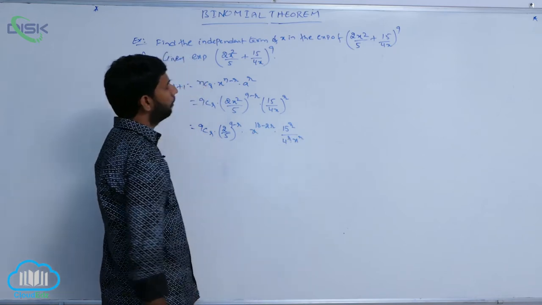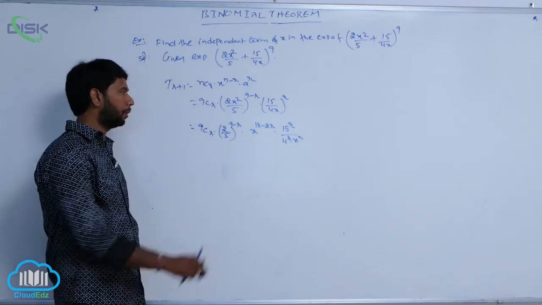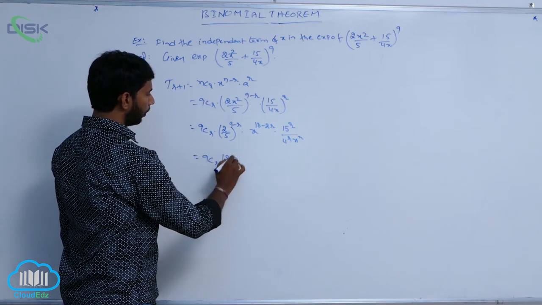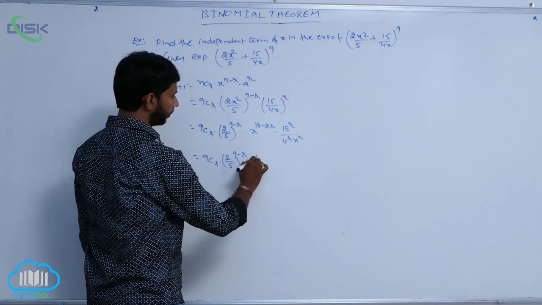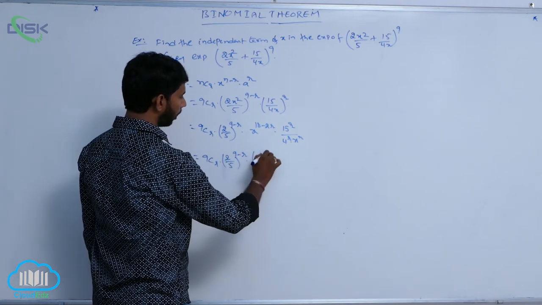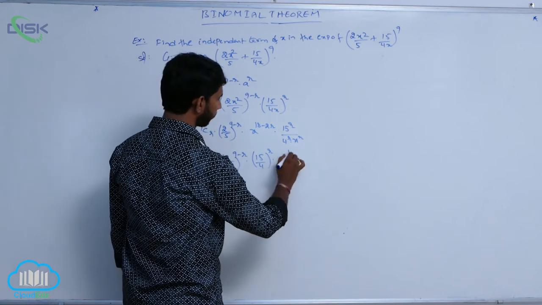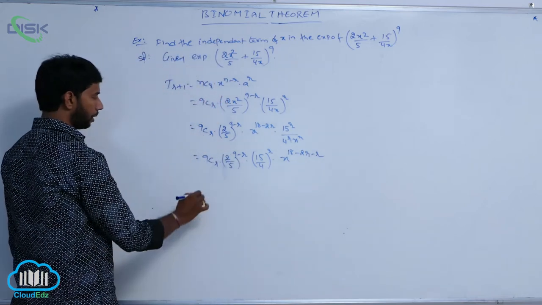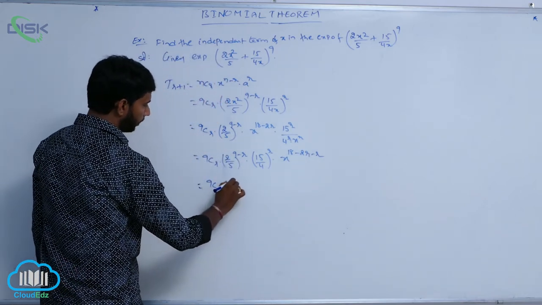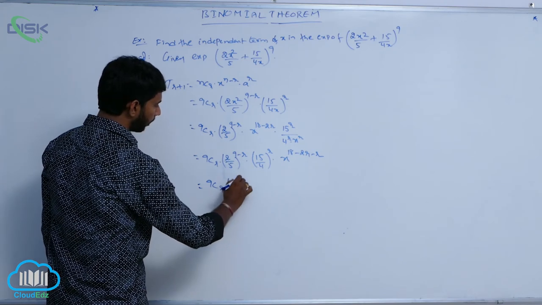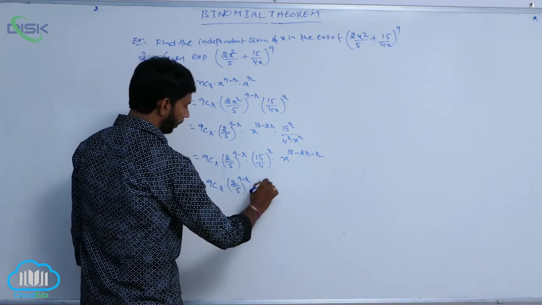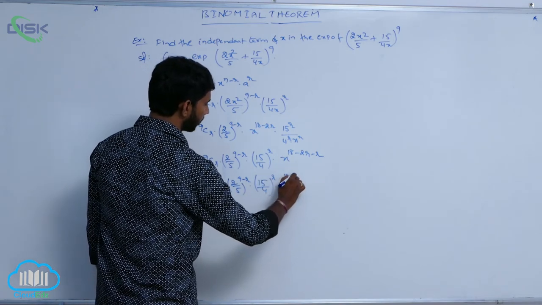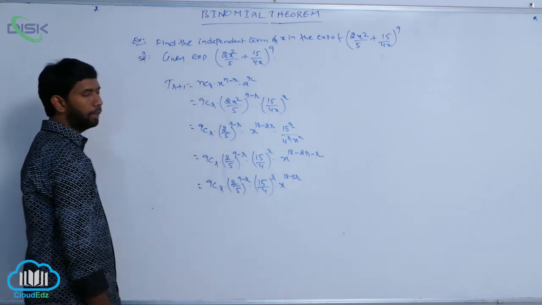So it is 9Cr into (2/5) whole power 9 minus r into (15/4) whole power r into x power 18 minus 2r minus r, which is 9Cr into (2/5) whole power 9 minus r into (15/4) whole power r into x power 18 minus 3r.